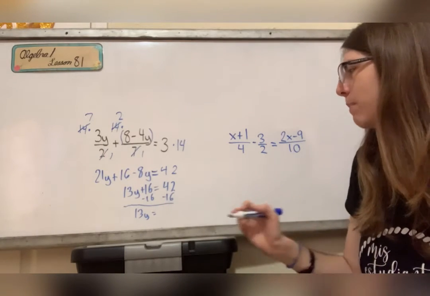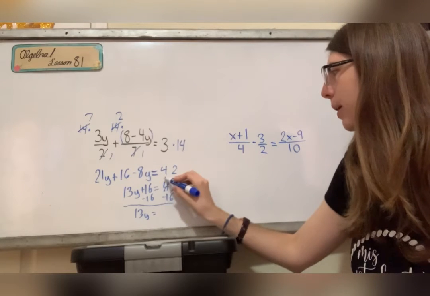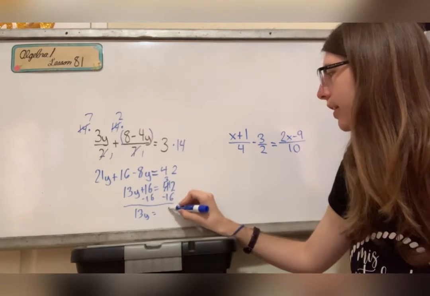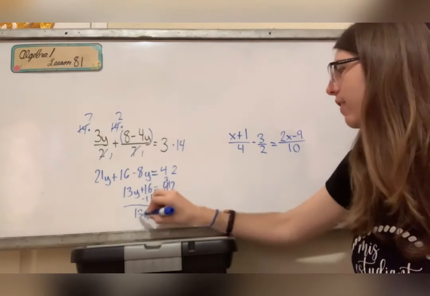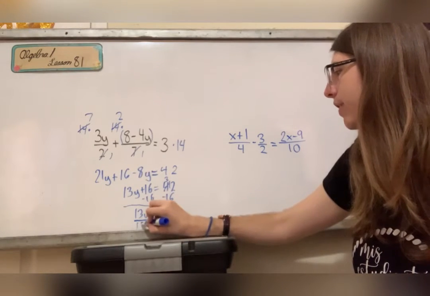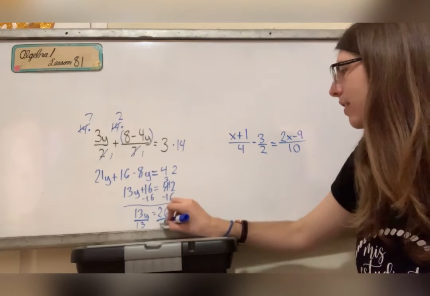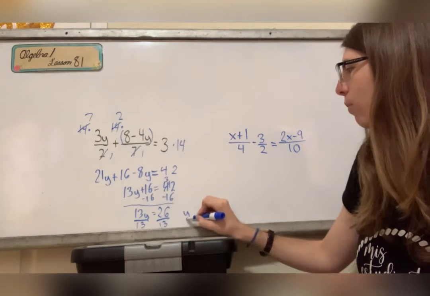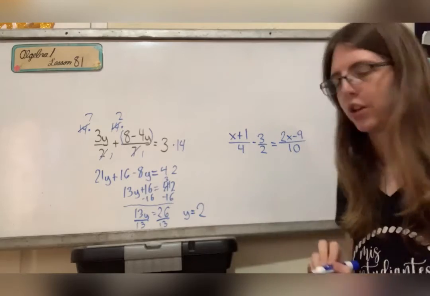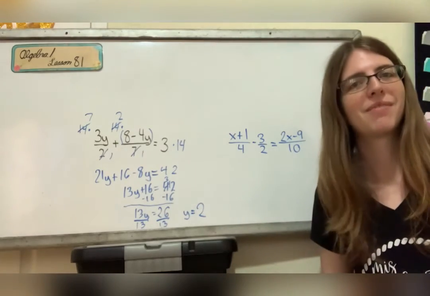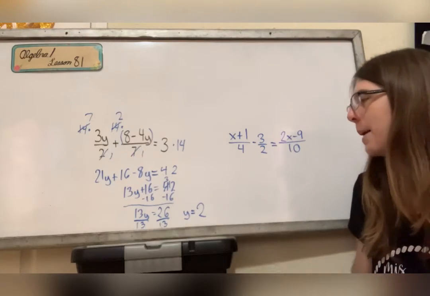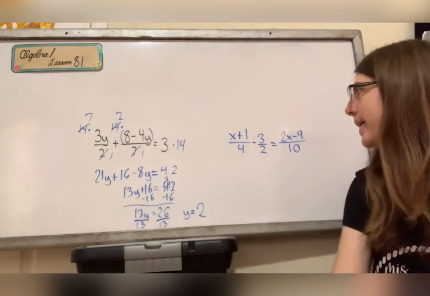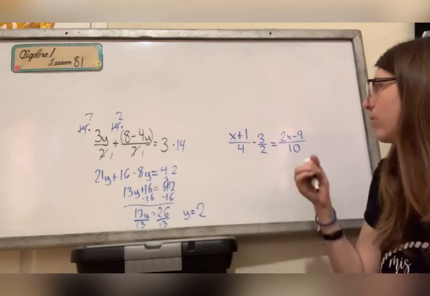Okay, 42 minus 16, borrow, I get 26. Then divide both sides by 13. This one divides evenly, how nice. So for this one, y equals 2. All right, let's try the last one. I have x plus 1 over 4 minus 3 over 2 equals 2x minus 9 over 10.